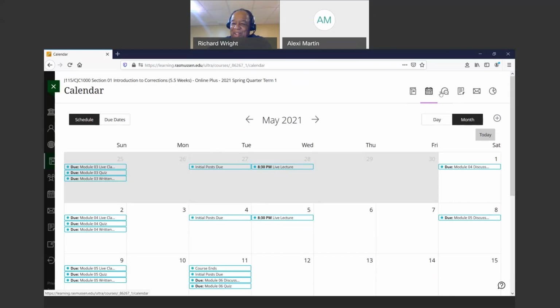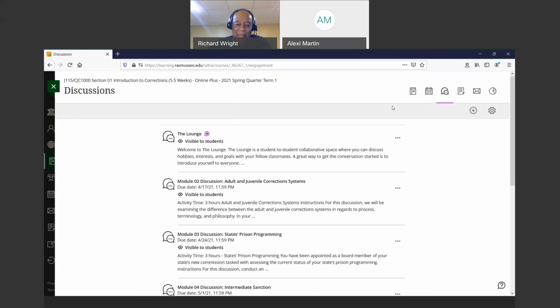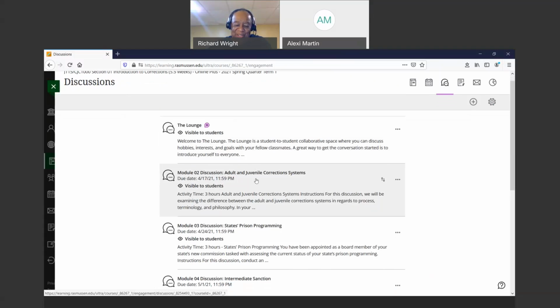Okay. Now, here we go with discussions. Let's click on that. And it brings up the lounge, which I was telling you earlier, that's for you guys. And notice what it says, welcome to the lounge, student to student collaborative space where you can discuss hobbies, interests, so forth. A great way to get a conversation started, introduce yourself to everyone. Now, in the past, we would do this. Okay, but then each of your discussions are under that.